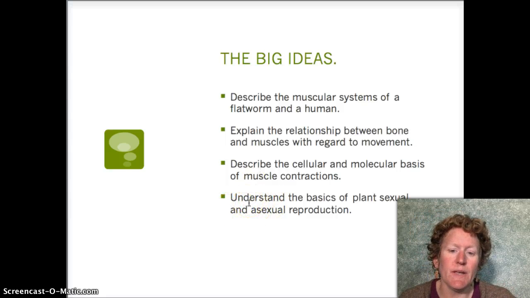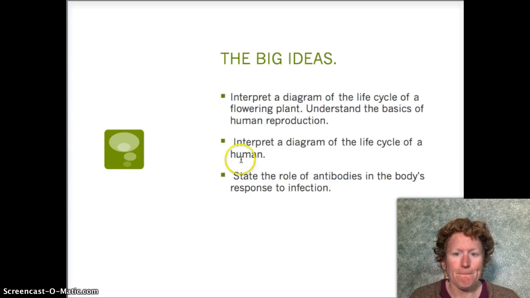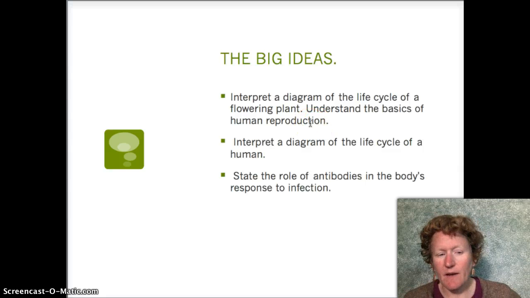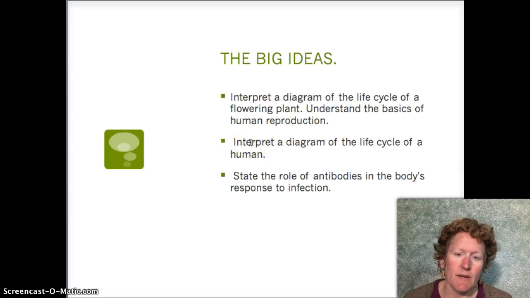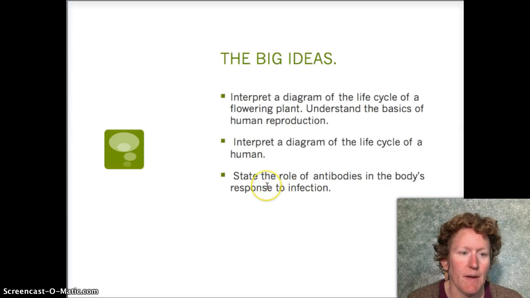Understand the basics of plant sexual and asexual reproduction. We're going to interpret the diagram of a life cycle of a flowering plant and also understand the basics of human reproduction. They kind of have some fundamental similarities. We're going to interpret the diagram of the life cycle of a human and state the role of antibodies in the body's response to infection.